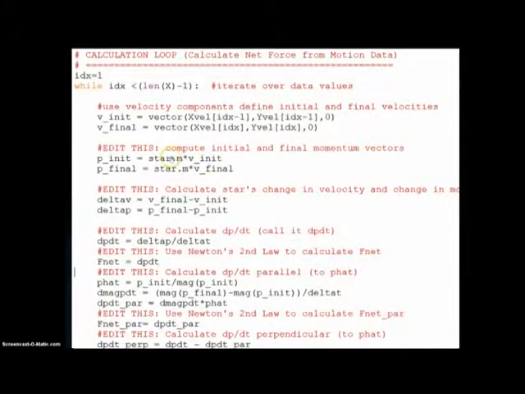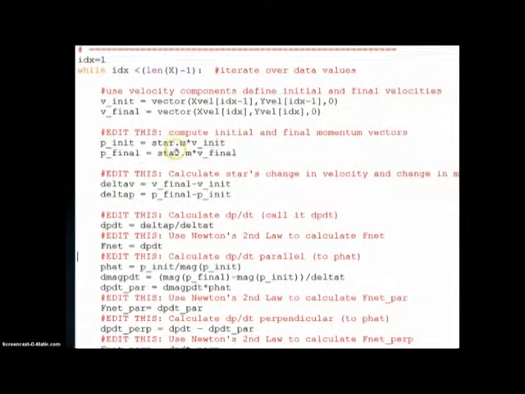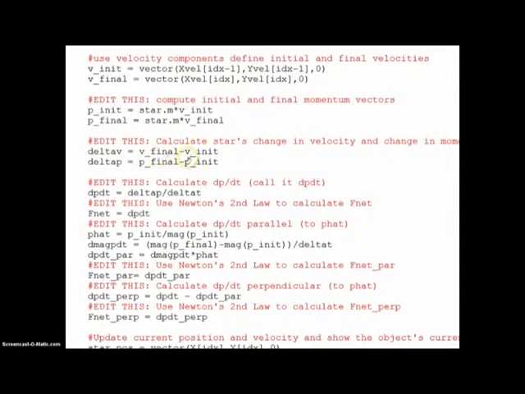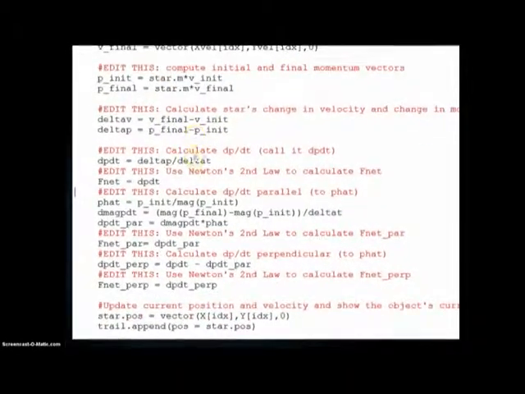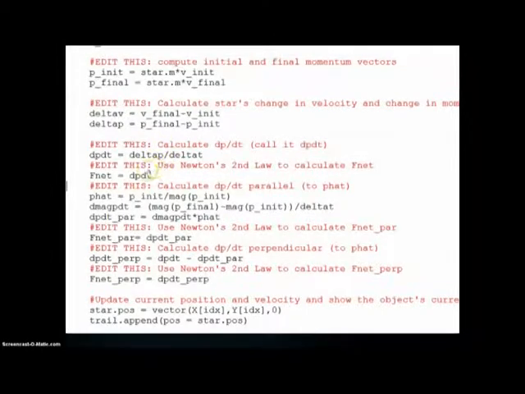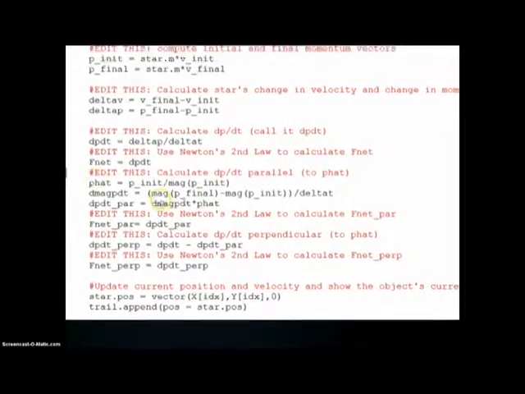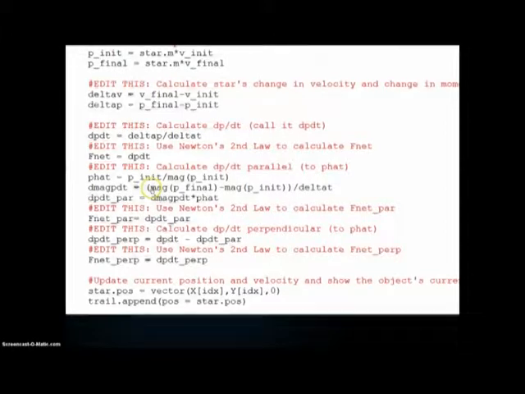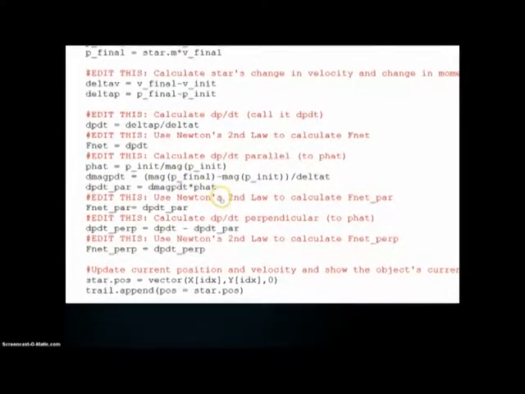Then we can use that to calculate our momentum, which is of course mass times velocity. And then to find the change, we do the final minus the initial. We then calculate our dp/dt, which we then can say Fnet is equal to dp/dt because of Newton's second law. To calculate our dp/dt parallel, we simply do this by getting our initial p over the magnitude of our initial p, finding the unit vector, and then we take the change in the magnitude of our momentum over delta t, and then we just multiply those together to give it direction.